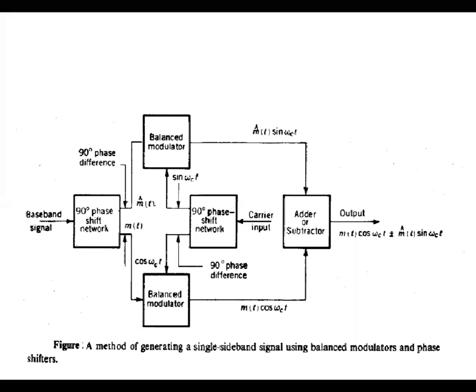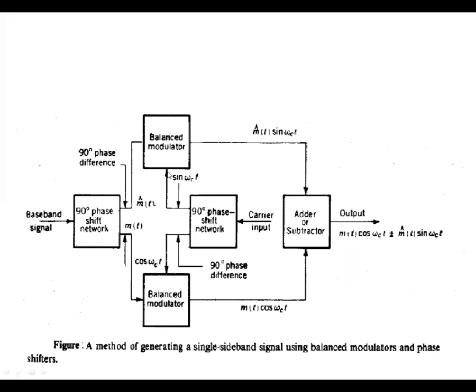Here in the phase shift method, you use two balanced modulators. For the first balanced modulator, use the baseband signal m(t), and the same baseband signal with a 90 degree phase shift is given to the other balanced modulator. The lower one gets m(t), and the upper one gets m cap of t. So m(t) and m cap of t differ by 90 degrees only. That's why you use a 90 degree phase shifter network here.